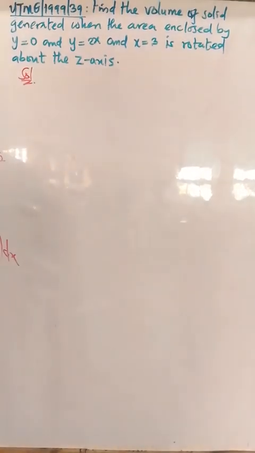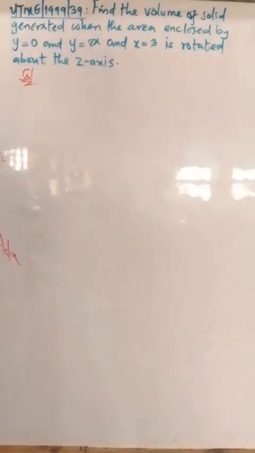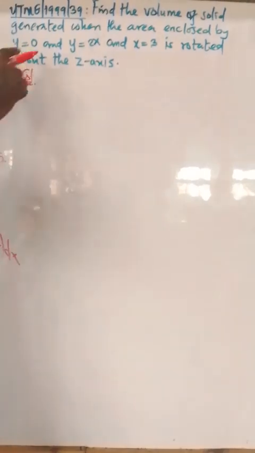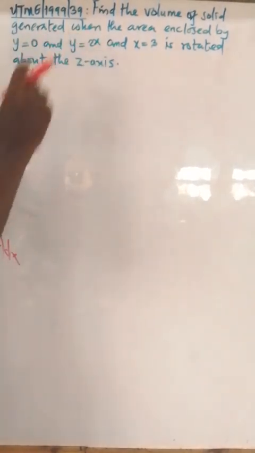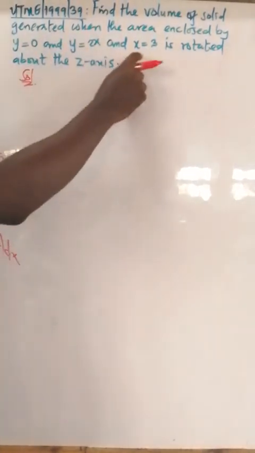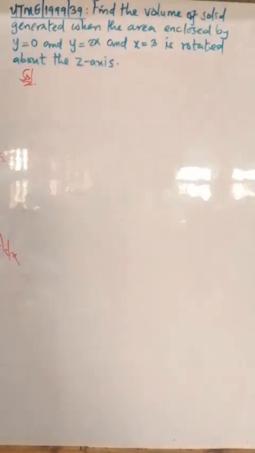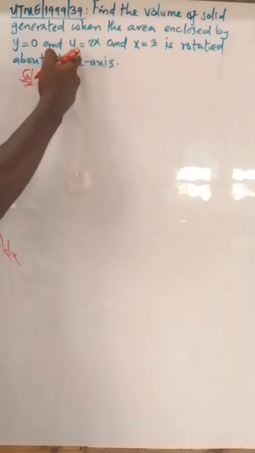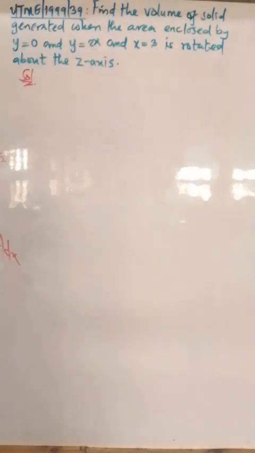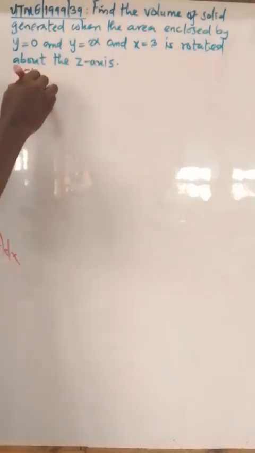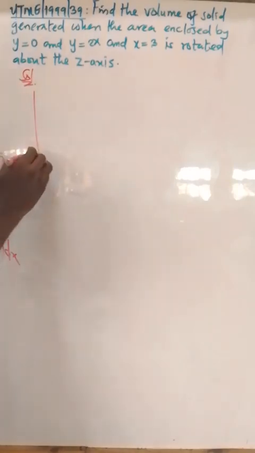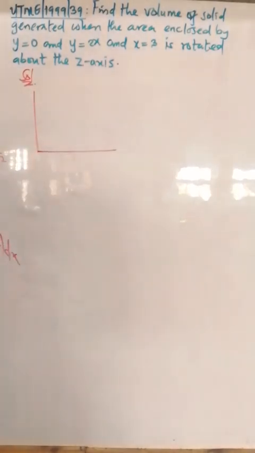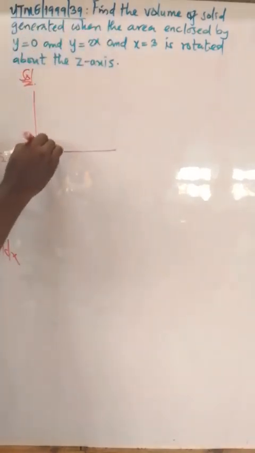Now look at this question. Find the volume of a solid generated when the area enclosed by y equals 0, y equals 2x and x equals 3 is rotated about the x-axis. Now the thing is, y equals 2x ordinarily, you don't need to learn how to sketch it before you can get it. But let me just do that for the purpose of explanation. So if y equals 2x, it means for this graph, it will be a linear graph because x has a degree of 1. And it's going to start from the origin.